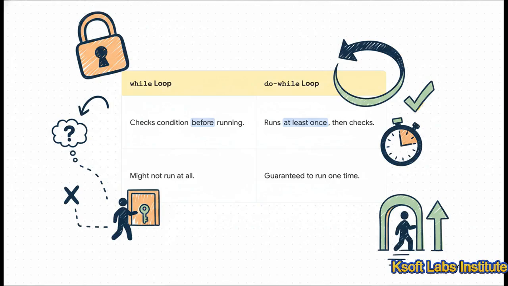But then on the right, you have the do while loop. This one's more like a try a free sample kiosk at the mall. It lets you run the code once, guaranteed, and then it checks the condition to see if it should run again. This is absolutely perfect for things like a main menu in a program, where you always want to show the options at least one time before asking the user if they want to quit.